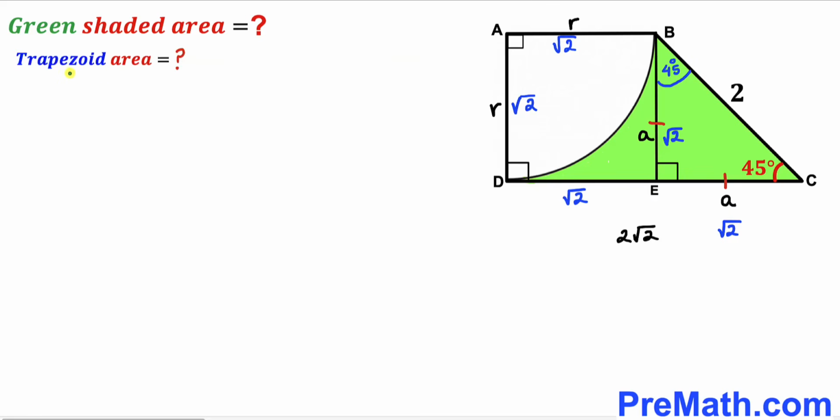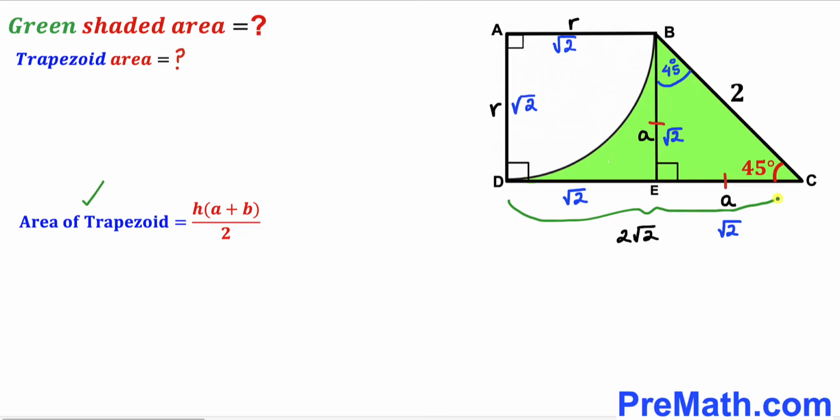And now we are going to calculate the area of the trapezoid ABCD. And now let's recall the area of a trapezoid formula. Area is always equal to the height h times the sum of two bases a and b all over 2. And here in our case the height of this trapezoid is square root of 2. And this base of this trapezoid is square root of 2. And this other base of this trapezoid is 2 times square root of 2.